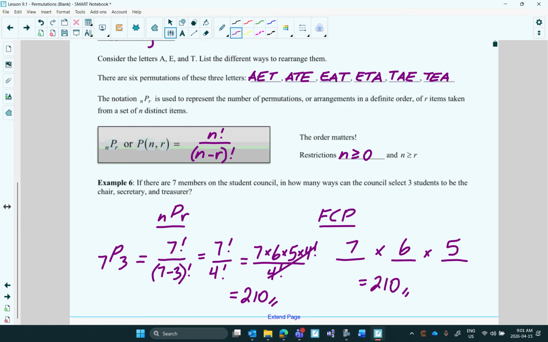So you could use the nPr, or you could use just the fundamental counting principle. Okay. This is a function on your calculator. So you could do like 7, find that function on your calculator, and then 3, and then equals, and it'll give you 210. Different calculators, it's located in different spots.